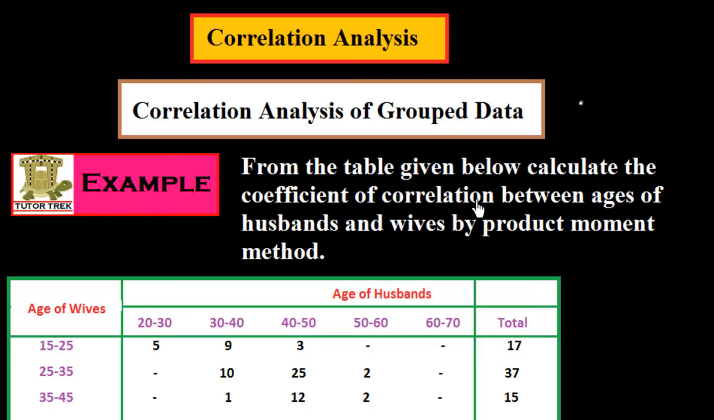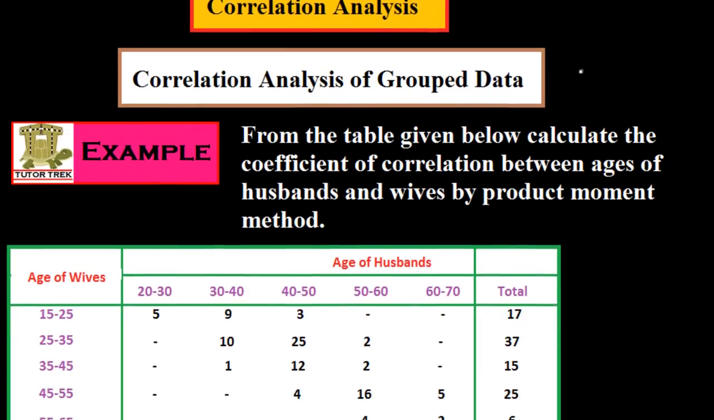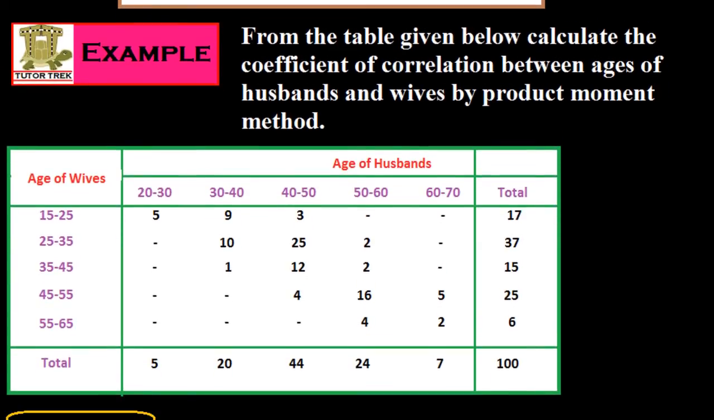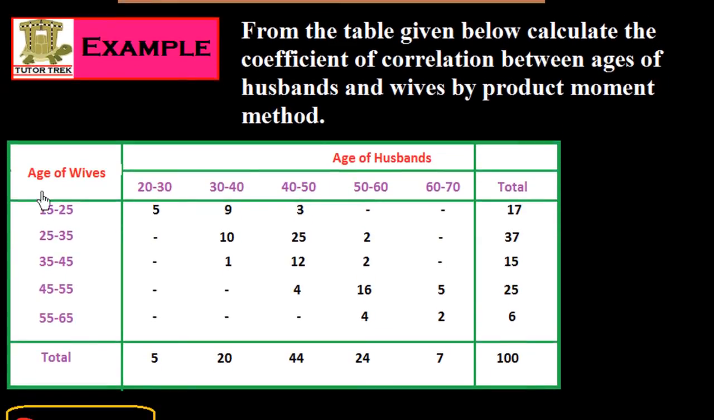From the table given below, calculate the coefficient of correlation between ages of husbands and wives by the product moment method, or the Karl Pearson coefficient of correlation. Both are the same thing. First I explain what is given to us. Age of wives is given as 15 to 25, 25 to 35, 35 to 45, 45 to 55 and 55 to 65.